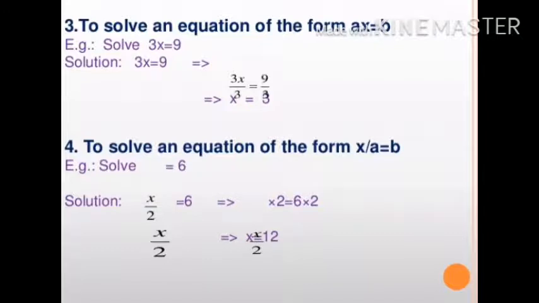To solve an equation of the form x upon a is equal to b, the equation is x upon 2 is equal to 6. We have to multiply by 2 on both sides. So we get x upon 2 multiplied by 2 and 6 multiplied by 2. Now the answer is x is equal to 12.